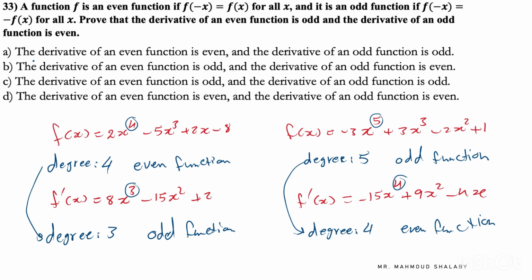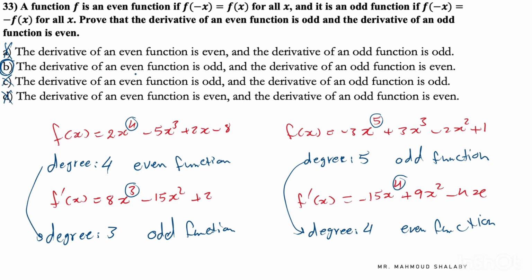So look at the choices that you have. The derivative of an even function is an even function, which means this will be wrong. The derivative of an even function is odd, and the derivative of an odd function is even, which means this will be correct. For the next one, I don't have to complete it, but just to see what happens: even is odd and odd is odd, which is wrong because odd is not going to be odd, so this one is still wrong. The derivative of an even function is even. Actually, this is wrong.